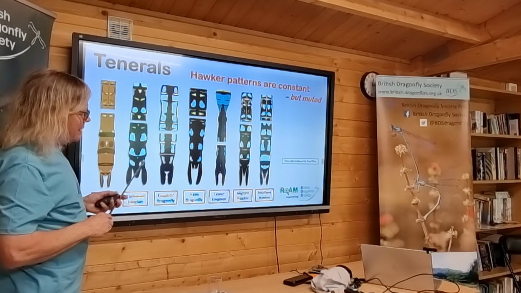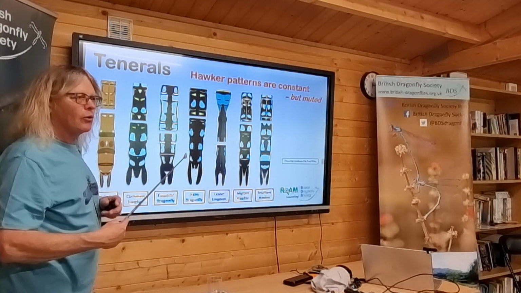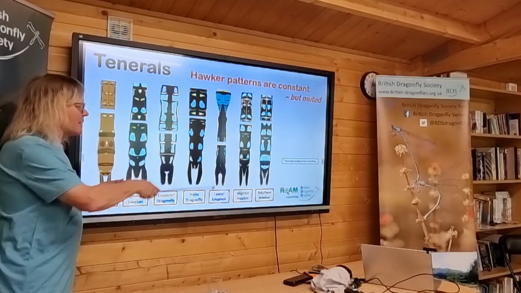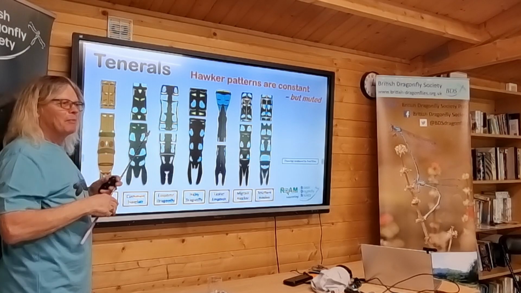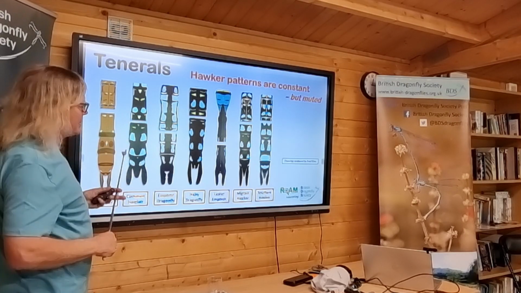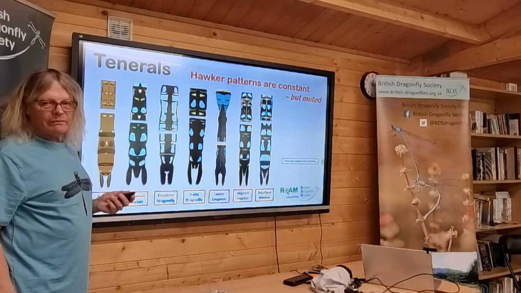As Dion said, you're not going to find many migrant hawkers around when the hairy dragonfly's around. The hairy dragonfly will be pretty much gone by the time the migrants are coming out. You'll get the occasional odd one here and there, but the bulk of them won't be around at the same time. The first dragonfly you'll see is probably a hairy.